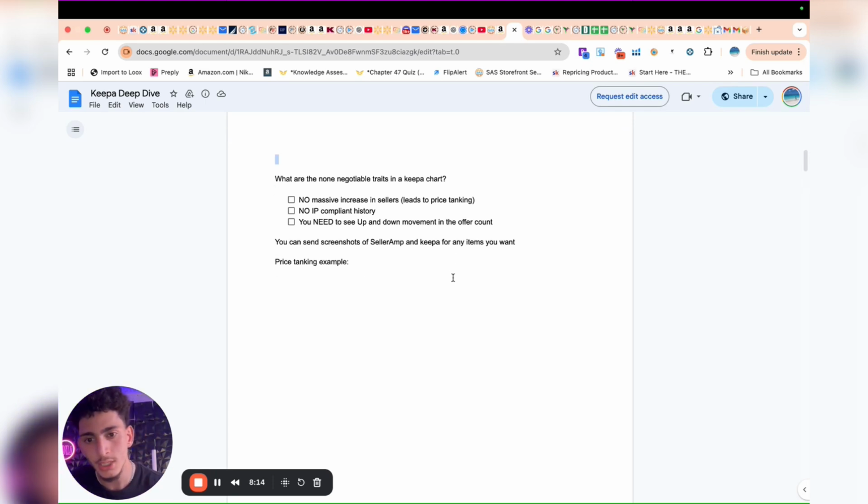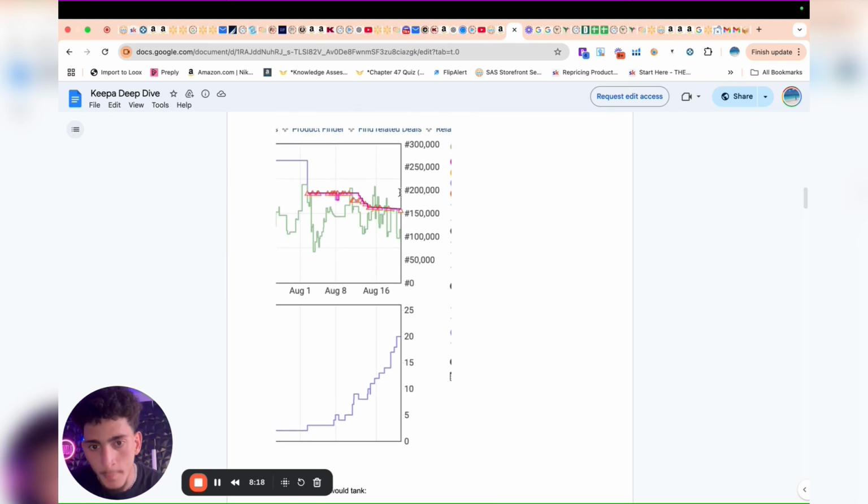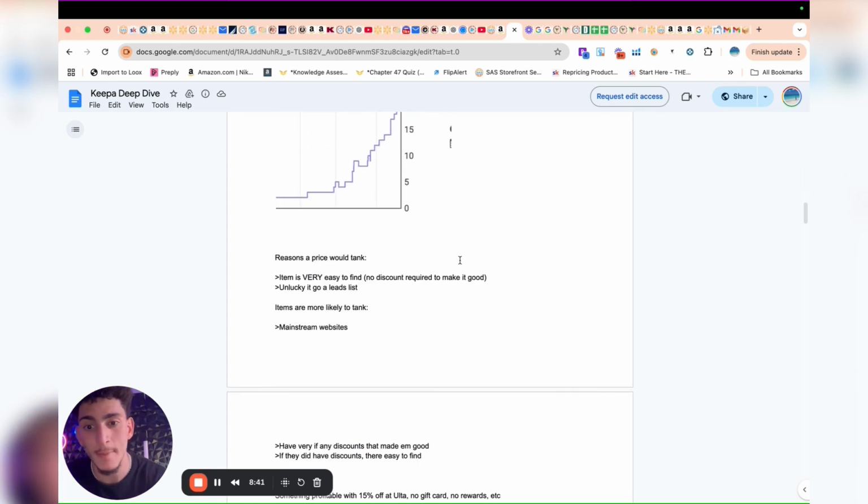So now, price tanking examples. Boom, here we go. Here's one price tanking example that I was just going over. You see the offer count going up, and then you also see the price slowly going on a steady downhill. So like I said, typically these two things are inverse. If you ever see the price going up, the offer count is probably going down, because less competition means higher demand. But if there's more competition, it's going to be lower demand, meaning the price is going to drop a little bit.